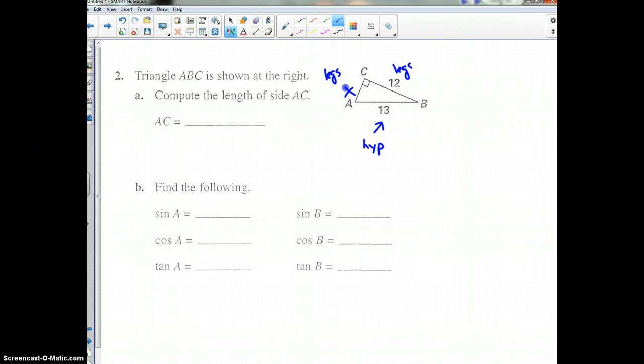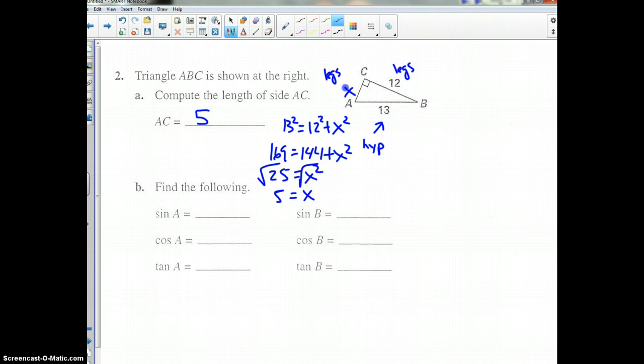So what you're going to use is the idea that 13 squared equals 12 squared plus x squared. Now solving, 169 equals 144 plus x squared. Subtract from both sides, you have 25 equals x squared. Now if you take the square root, you realize that 5 is equal to x. So AC is the length of 5. So now we're going to take on the next part of this problem, part B.